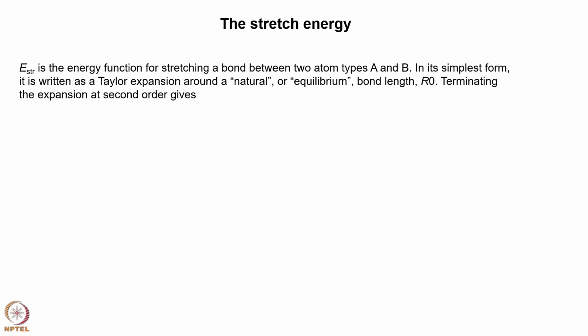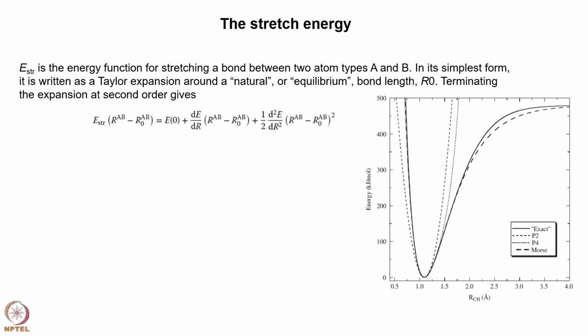In its simplest form, it can be written as a Taylor series expansion around a natural or equilibrium bond length R0, and if I terminate the series at the second order, this is how it will look. Of course, if I am doing the Taylor series expansion near the equilibrium bond length, remember my gradient will be 0. So, d by dr, my second term will be 0. I will be left with E0 and the first term, and this is essentially an harmonic approximation.